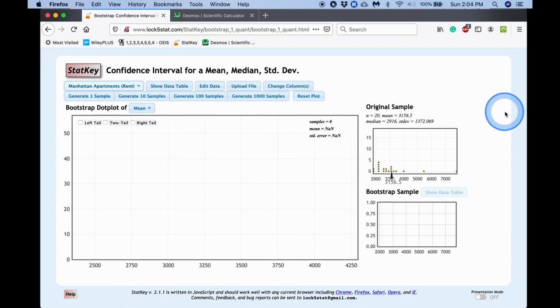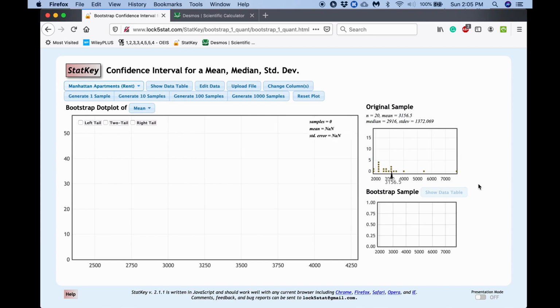It's always good to get comfortable with what's going on here by looking at the original sample. Here you can see dots that represent a range of apartment rents across a random sample of 20 apartments in Manhattan. On the low end, there are rents of almost $2,000 a month, up to some apartments close to $7,800 a month. So there's a range of rents being observed in this sample of size 20.